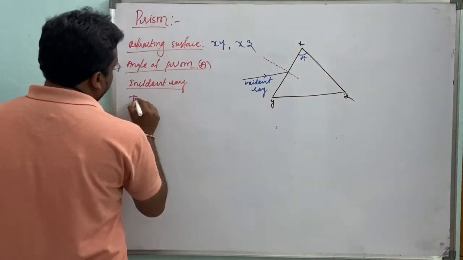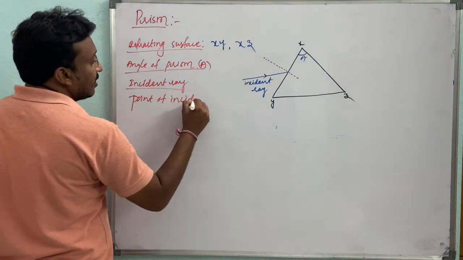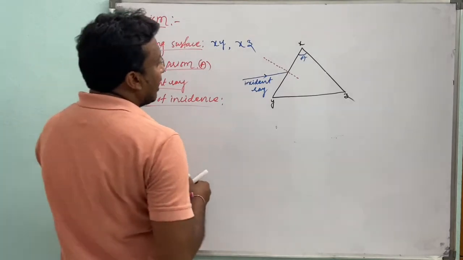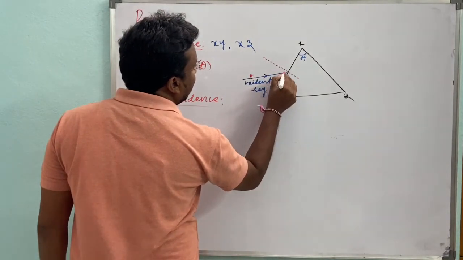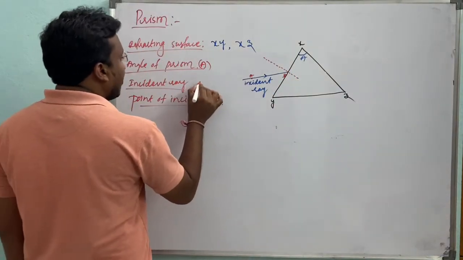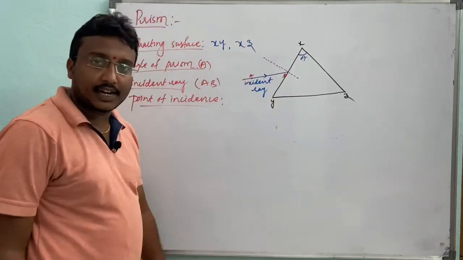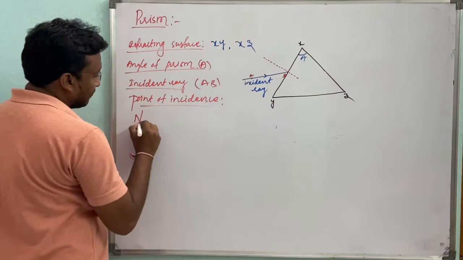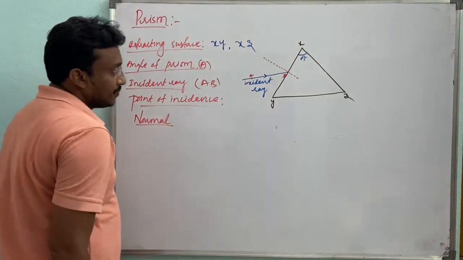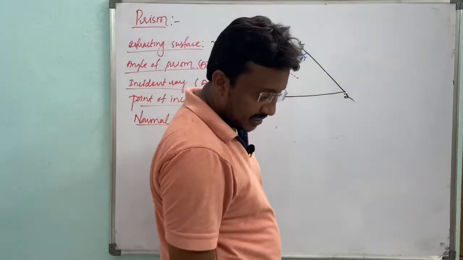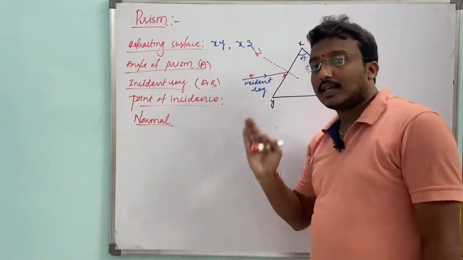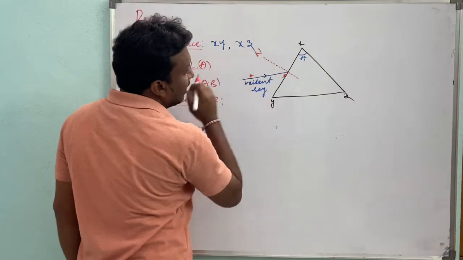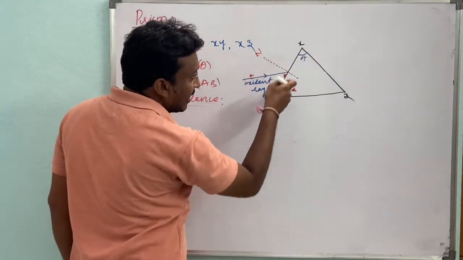The point of incidence means the point at which the incident ray strikes. Here let the incident ray be taken as A and it strikes at B. Then AB is the incident ray and B is the point of incidence. Next, normal. The normal is the perpendicular line drawn at the point of incidence. It makes 90 degrees with the refracting surface.